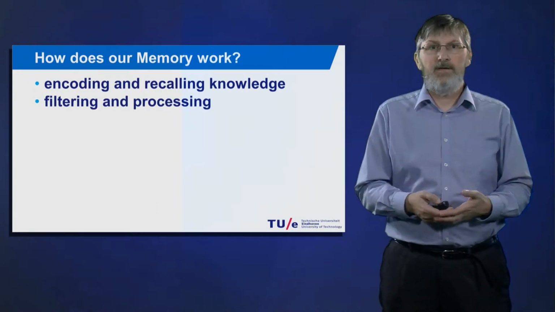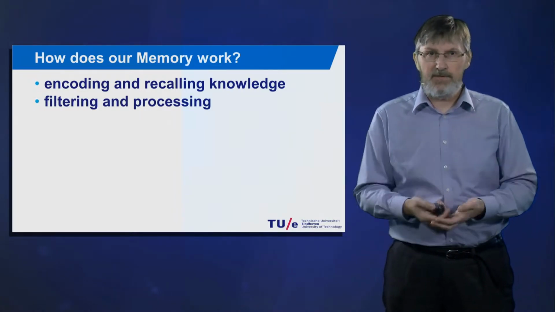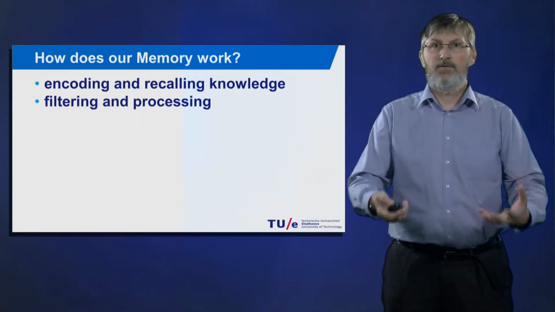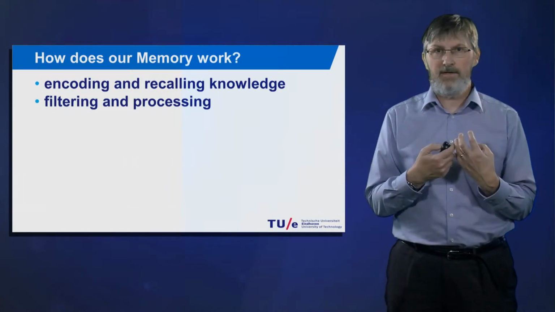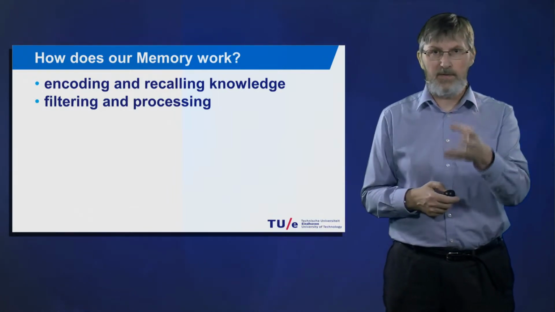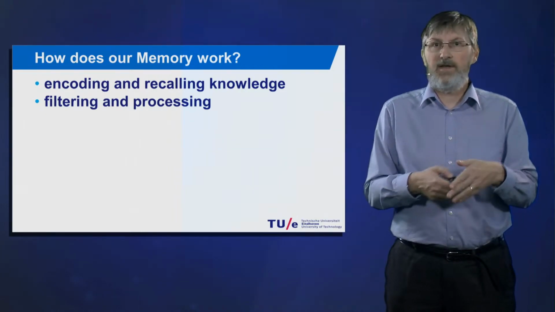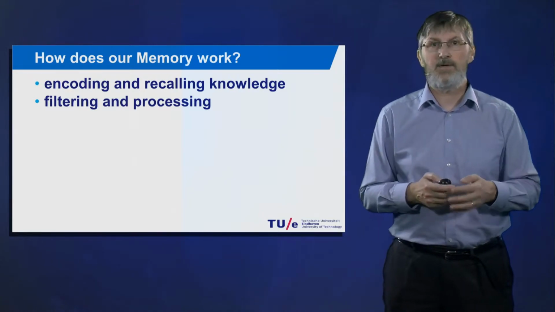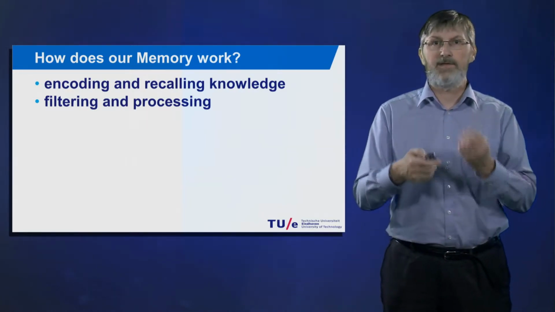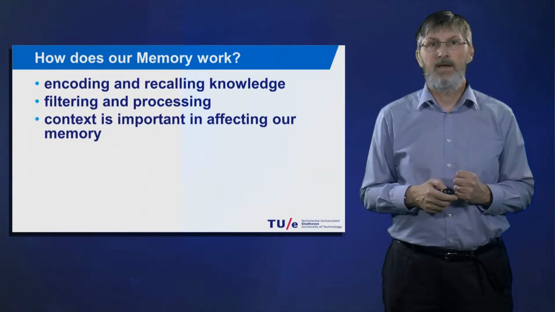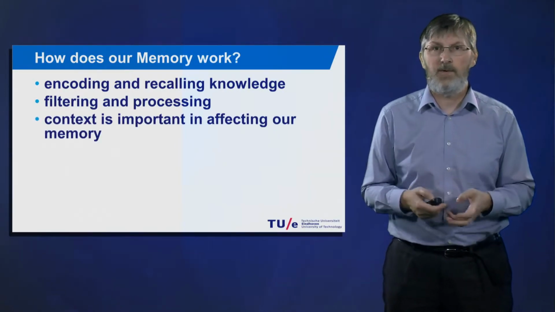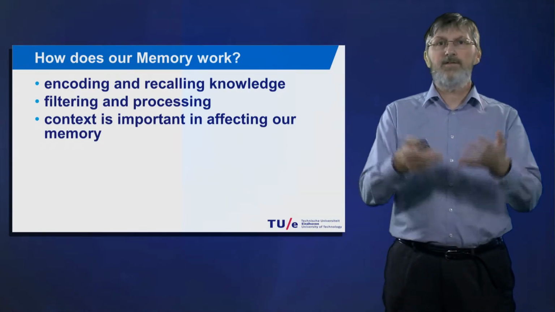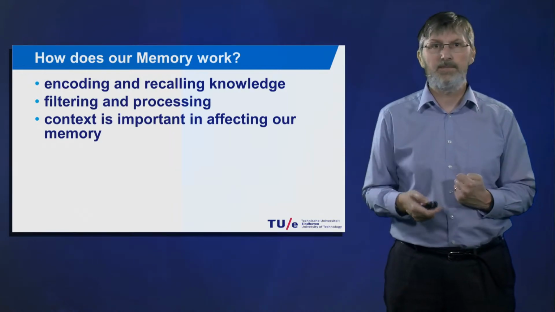Our memory, both input and the output, consists of filtering and processing. We cannot store everything we see in memory. We filter out events that we concentrate on, and we never even store other things in our memory, so we definitely cannot recall them because they were never processed to remember them. The context is also very important. There are things we can only remember when we are in the right context to do so.